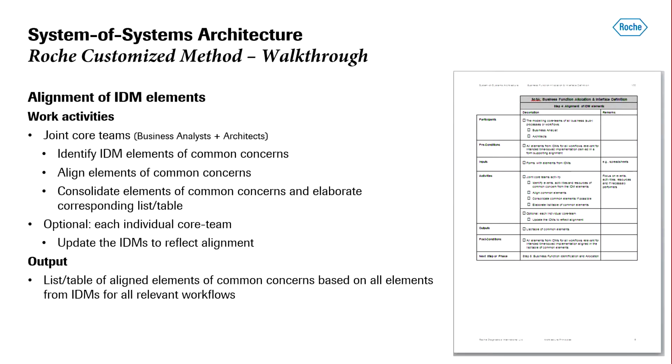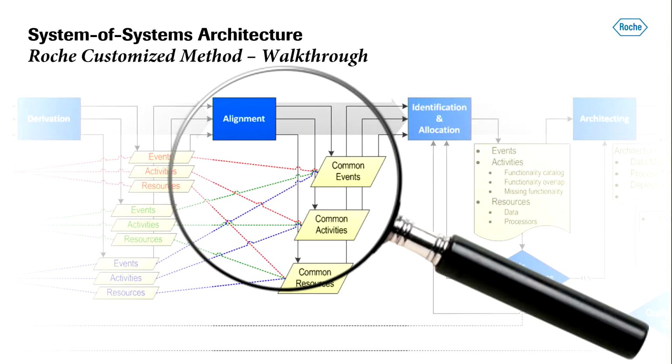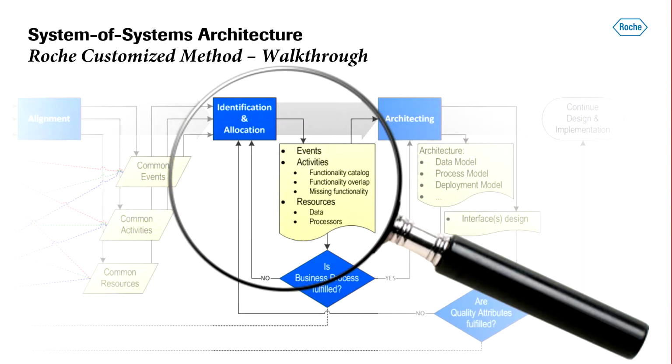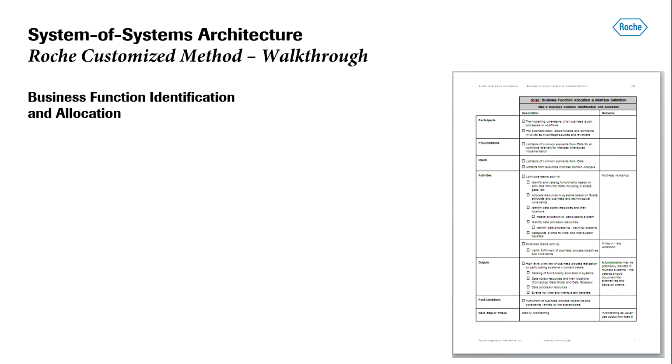And as an output, we have the table of these aligned elements, like all the vocabularies, the glossary, the catalog of the items which we are exchanging, and the functionalities which we want to deal with. Now, after this step, we go to the identification allocation, where we want to put the functions which we identified. And in this step, we are just evaluating the options first only according to the business criteria.